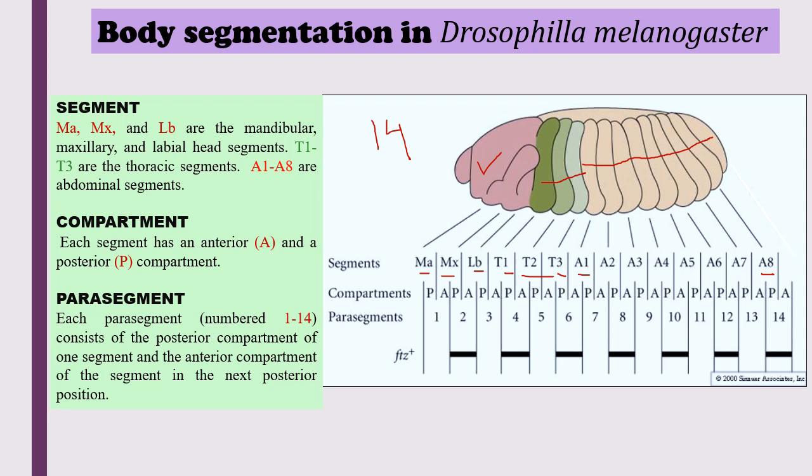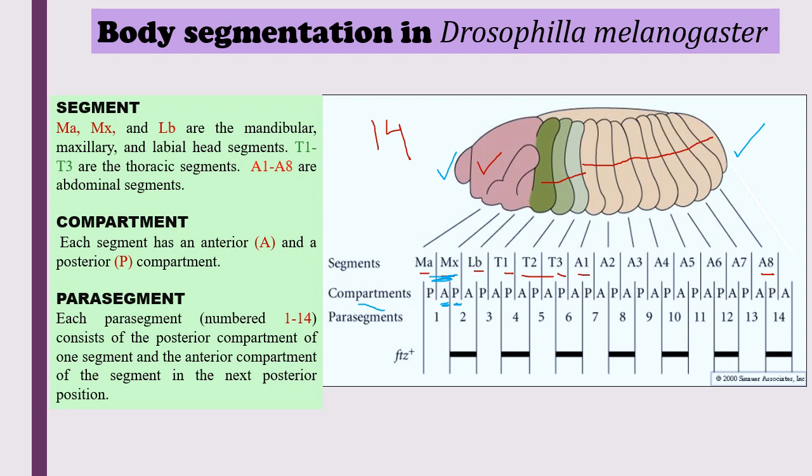Coming to compartments, each segment in the Drosophila body has been divided into two compartments, that is anterior and posterior. So how do we name which compartment is anterior and which is posterior? The compartment which is towards the anterior axis of the Drosophila is known as the anterior compartment of that segment, and the one which is towards the posterior axis of Drosophila is known as the posterior compartment of that segment.